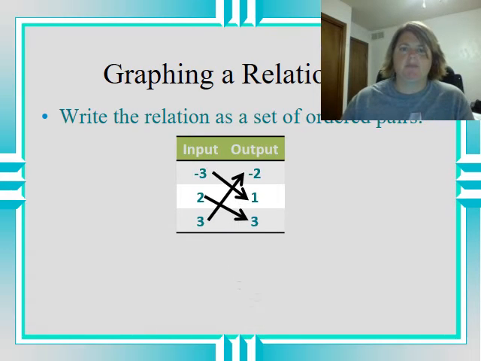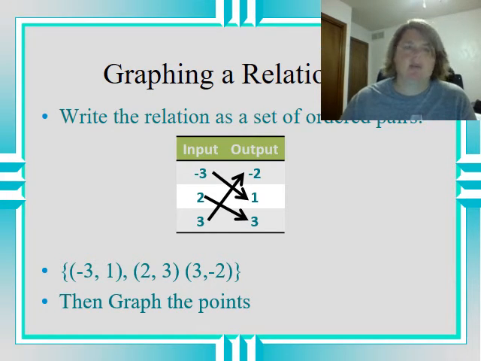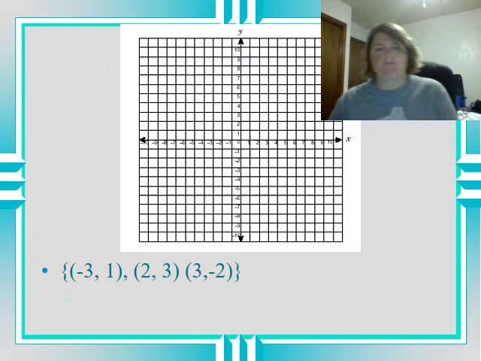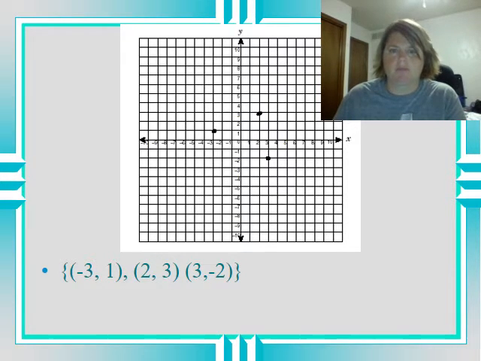All right, so write the relation as a set of ordered pairs. So again, hopefully you're able to do this. You might want to stop the video and make sure that you can do it. And if you did it right, here's the answers, and then we'll graph the points again. So (-3, 1), (2, 3), and (3, -2). Right? Yay, us.